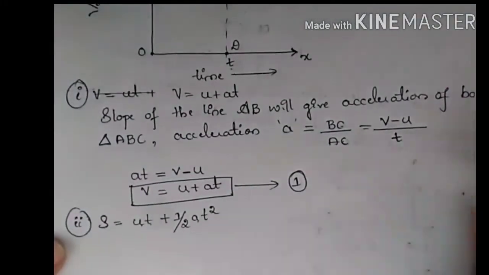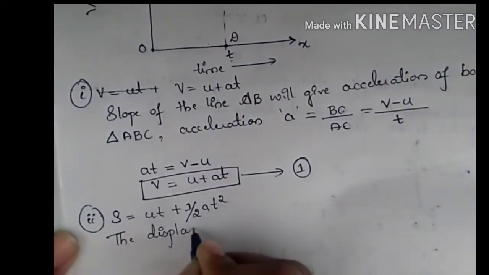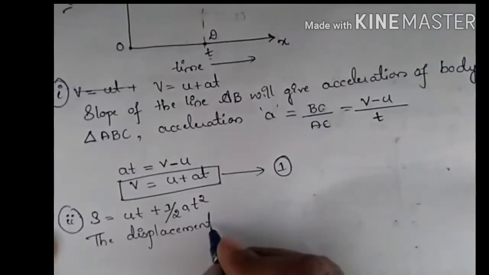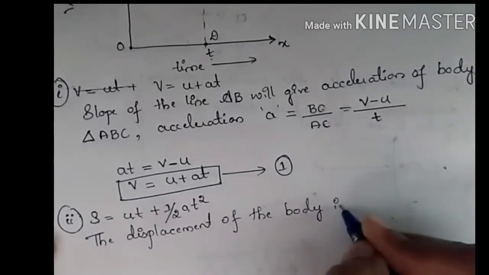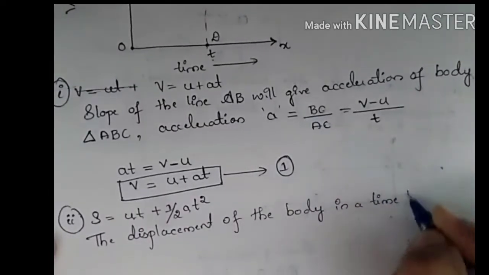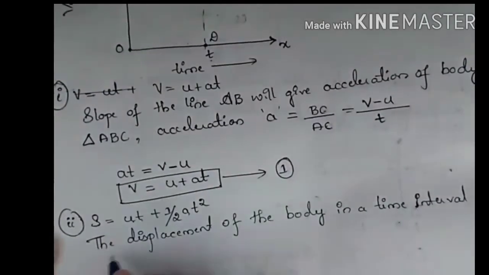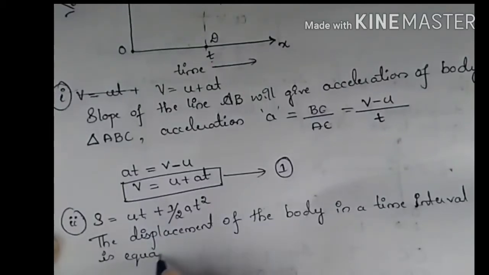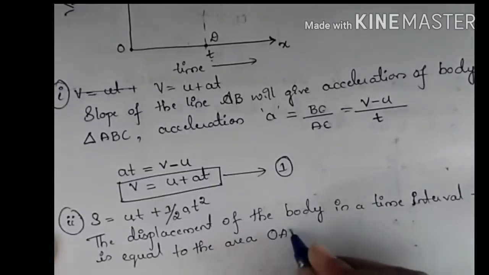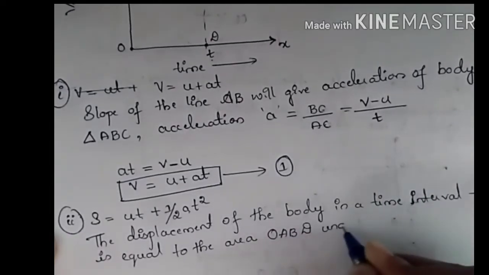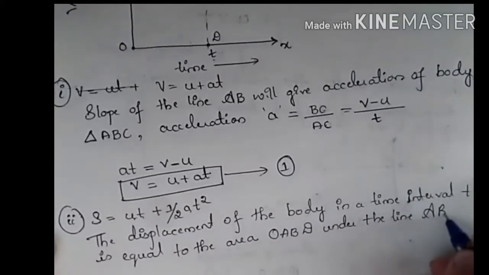So now let us write the displacement of the body in a time interval t is equal to the area OABD under the line AB.